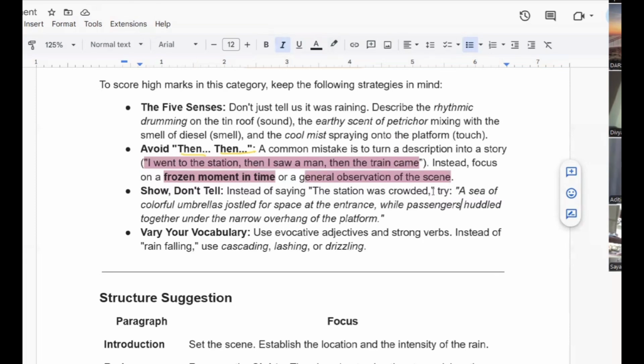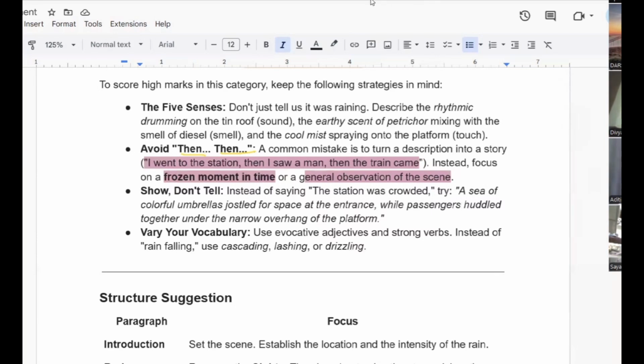It's not a story that this comes next, this comes next, or this happens next. Everybody, are you understanding? Everybody, please tell me. Give me a nod. Yeah? Fine then. Next, show, don't tell.